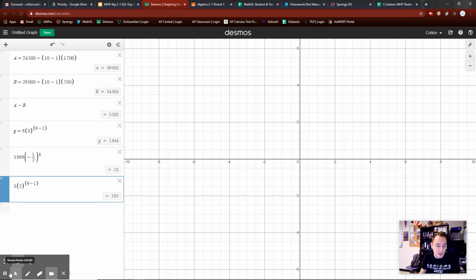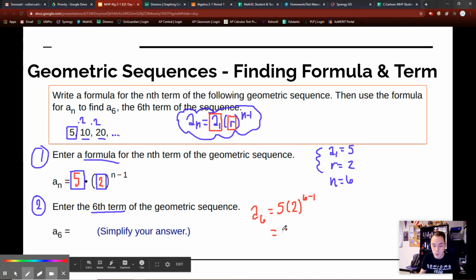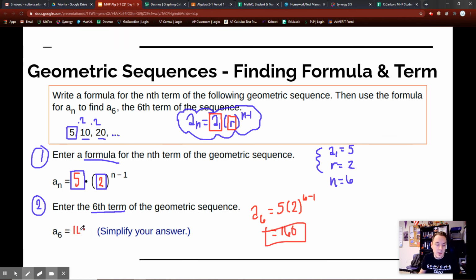So let's go back and let's type in 160. And then of course Math Excel will ask you to also type in 160. Now when it says simplify your answer, that's if you have a fraction and you need to simplify it as much as possible. That's what it means. But 160, of course, since it's a whole number, it's already simplified. Sweet. So let's go to town.